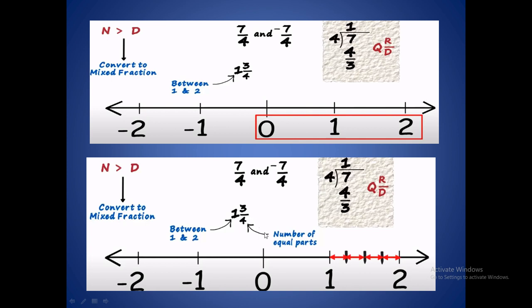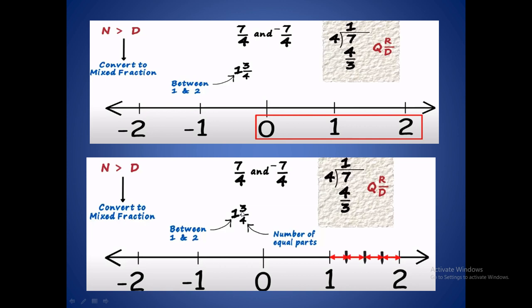Okay, now what to do next? Now we know that this 1 3 by 4 will lie between 1 and 2. Now check the denominator. The denominator is again 4. This tells the number of equal parts. So we have to divide the gap between 1 and 2 into 4 equal parts. So what we'll do? We will put 3 points. Then this is 1, 2, 3, 4: 4 gaps, 4 equal parts.